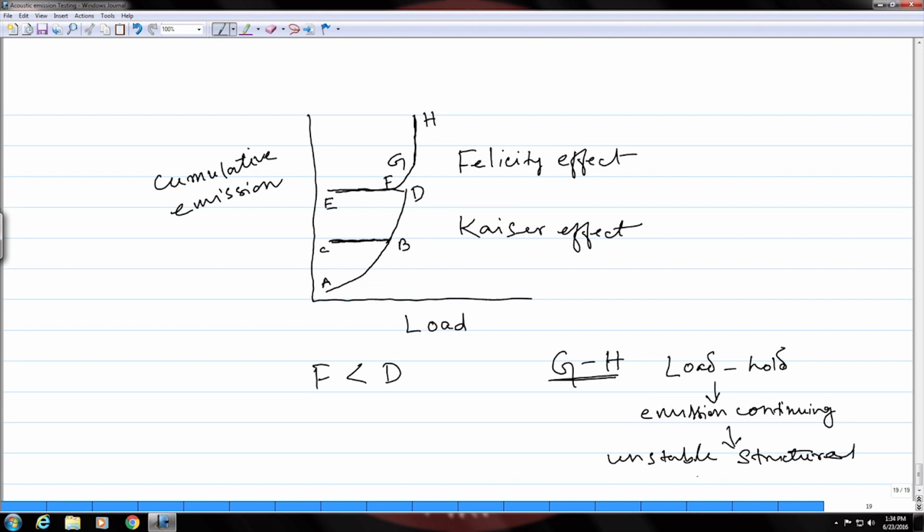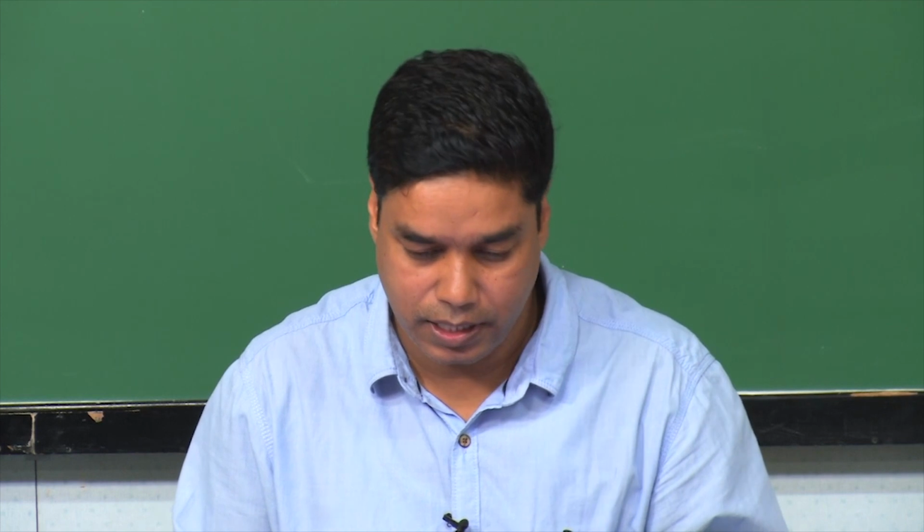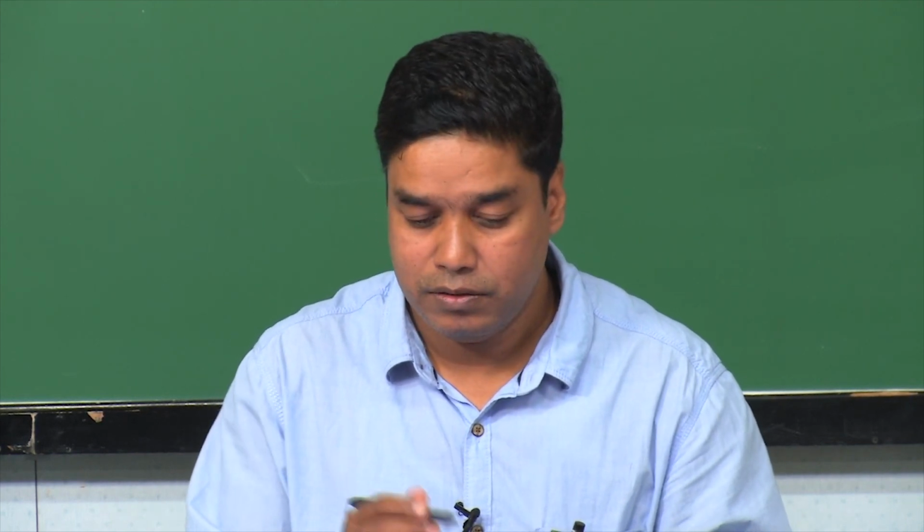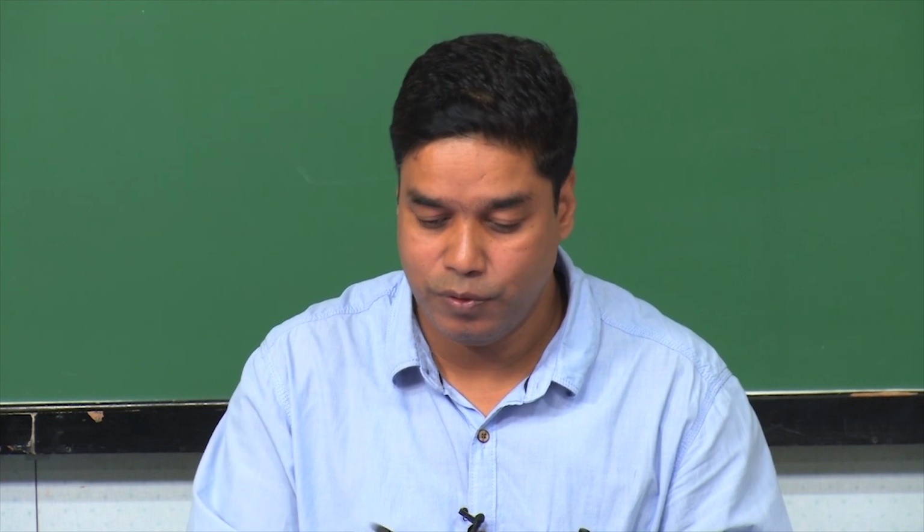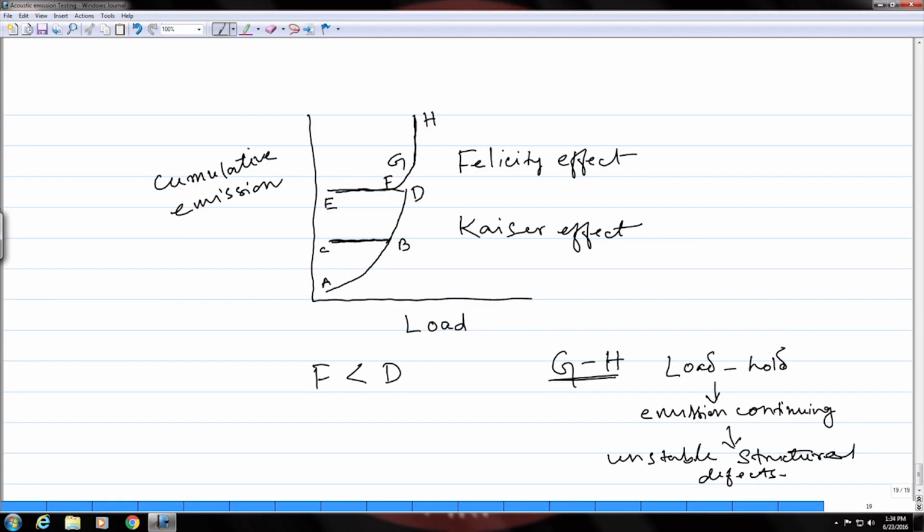Or unstable structural defects. Okay. So, this is how the whole thing, the Kaiser and Felicity effect, can be described graphically. Now if you talk about these different portions of this plot, then AB is loading, BC is unloading, CB is reloading.